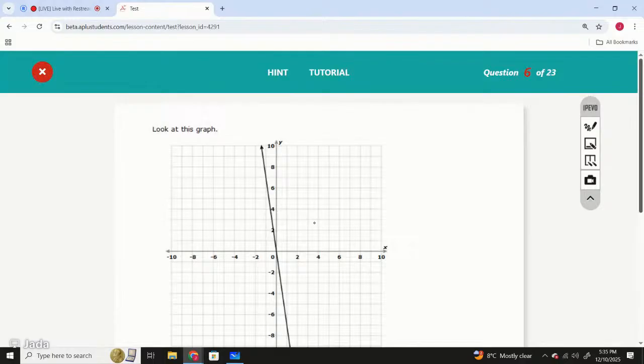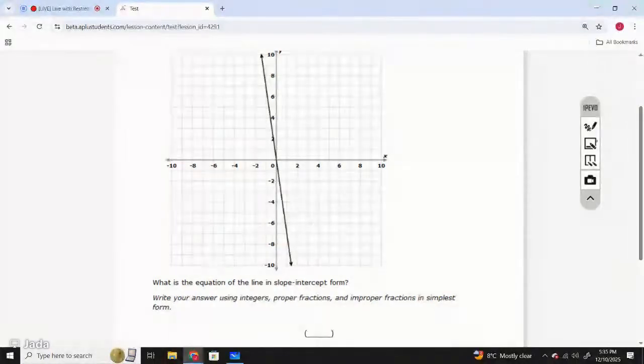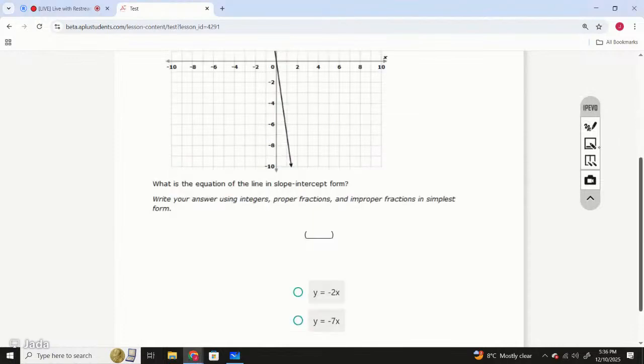Look at this graph. What is the equation of the line in slope intercept form? Let's calculate the slope first. The first point is 0, 0, and the second point is x is 1, y is 7. So the slope is 7 minus 0 is 7, over 1, that is 7. So the equation is y equals 7x because the line is passing through the center of the graph, so the coordinates are 0, 0.